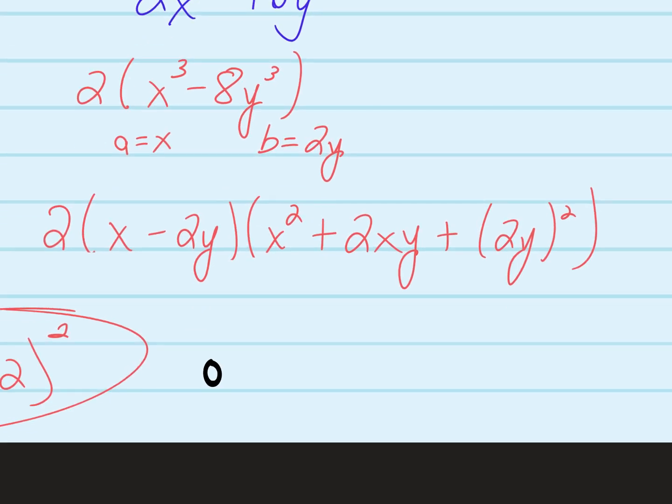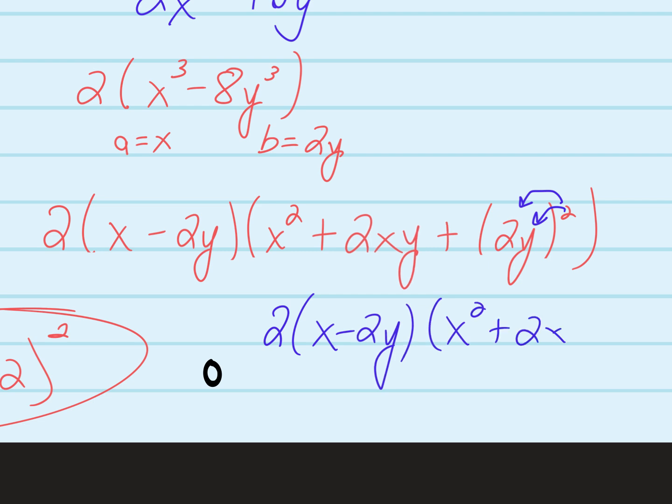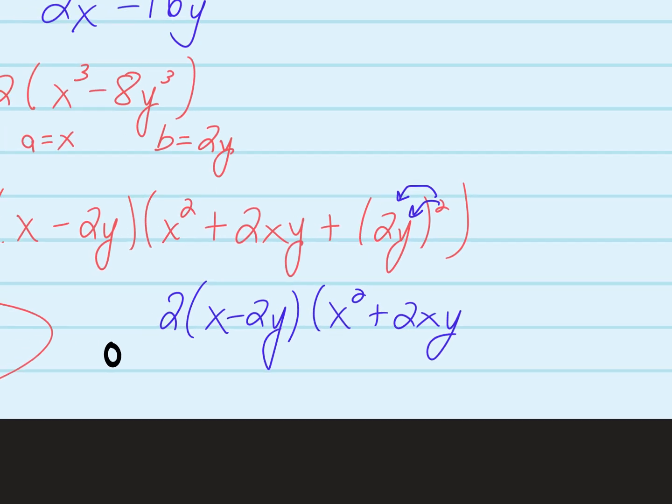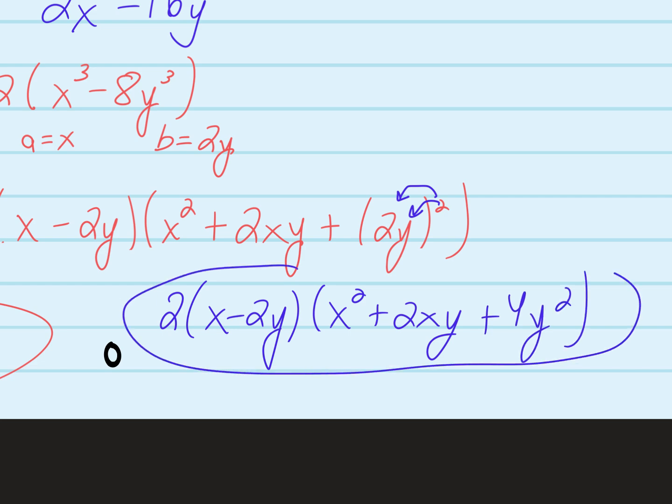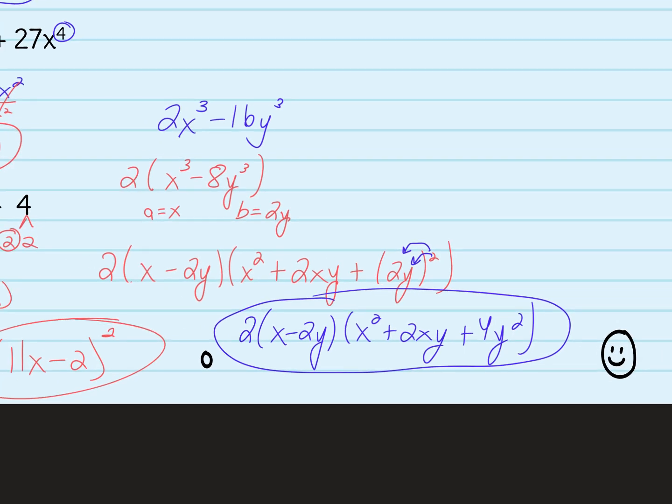Now look what I did here, guys. I put this b term in parentheses because this 2 goes here and here. So my final answer is 2 times x minus 2y times x squared plus 2xy plus 4y squared. And that would be your cube pattern. So make sure you guys know the perfect cube pattern.